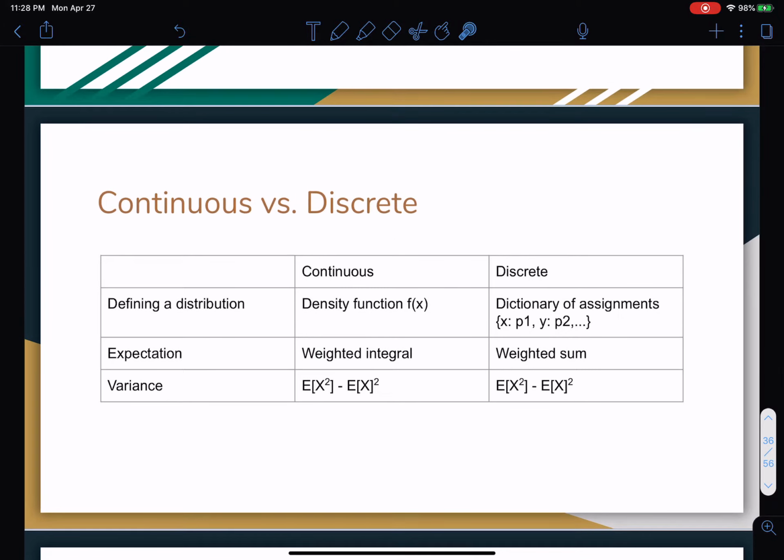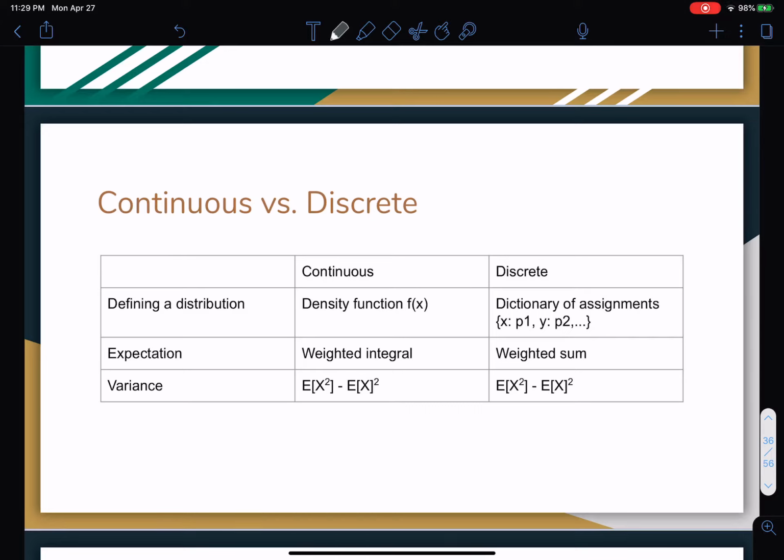Before we get into continuous distributions, let's talk about the difference between continuous and discrete distributions. The way we define the distribution is firstly different. Continuous has a density function compared to a discrete where you have a mass function. The second thing that's very different is the way we calculate expectation, because the way you define a distribution is different. And finally, our variance does stay the same.